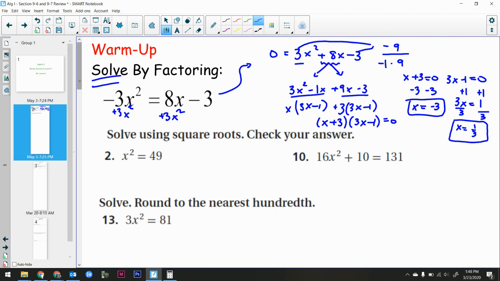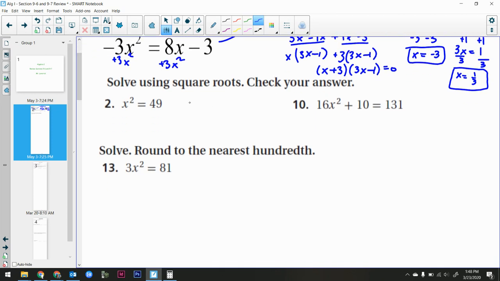All right, so the next part here, this is more from section 9.7. Remember, when you square root it, you get x is equal. So don't forget, we have to square root it. That's, I guess, the first step of this. You've got to square root both sides. Don't forget, you get x equals plus or minus. You've got to have that plus or minus there.